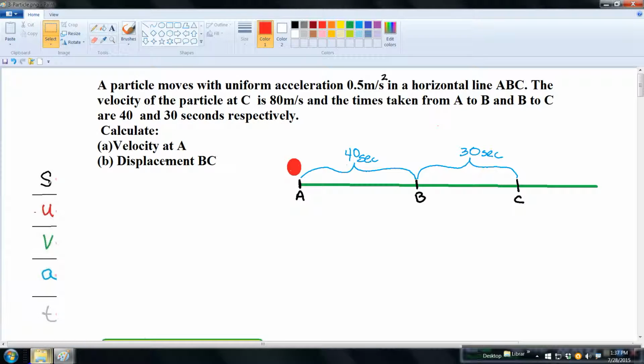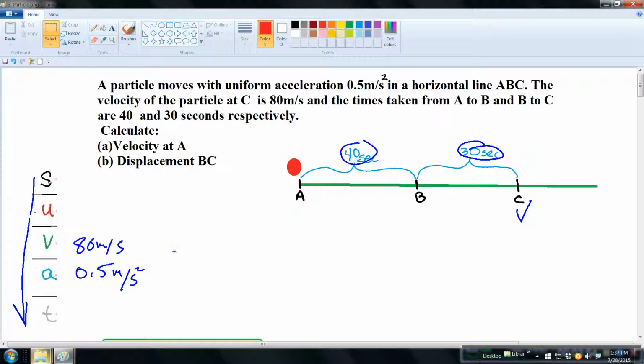So we fill in the information that we have been given after we line up step 1, our vertical letters. We have final velocity 80 meters per second. We have 0.5 meters per second squared acceleration, and we also have, even though it's broken down, which kind of throws you off, 70 seconds worth of time that passed from A through C. So we can go ahead and put those two together, and that's how much time has transpired. Going to step 3, we're looking for the velocity at A, our initial velocity.